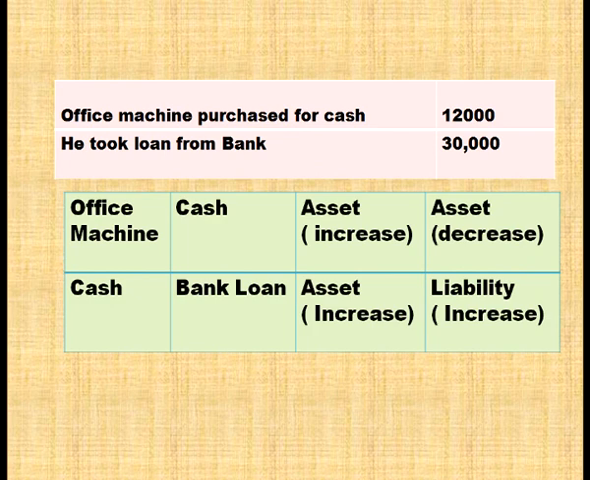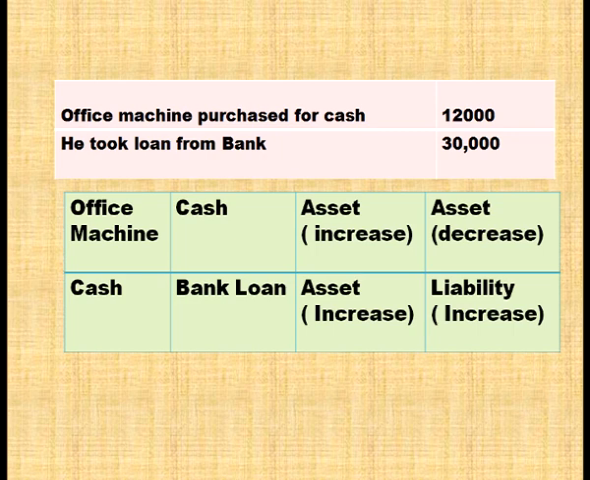Another transaction, office machine purchase for cash. Office machine being an asset, it is one aspect and cash is the other aspect. Office machine is an asset. Rule for asset account, when asset is increased, it is debited. So office machine is debited. And cash is going from the business, asset is decreasing, so cash account is credited. Office machine account debited, cash account credited.